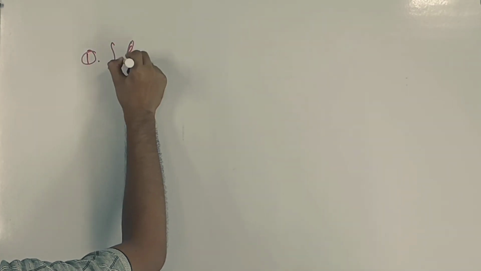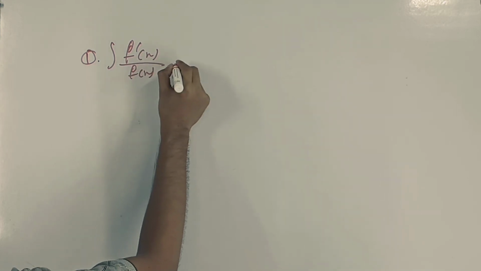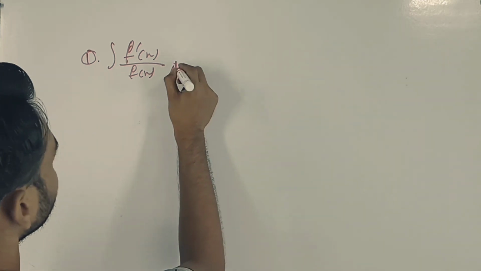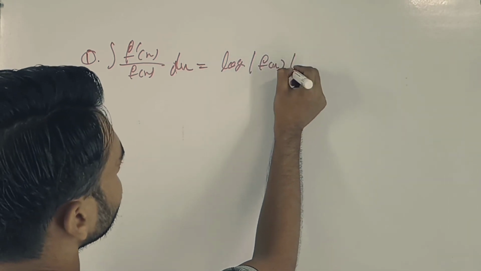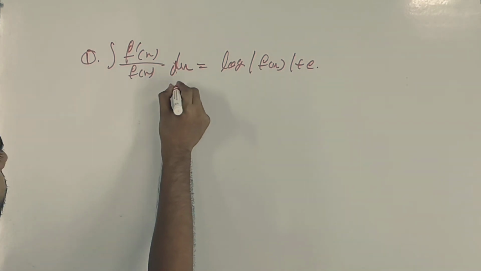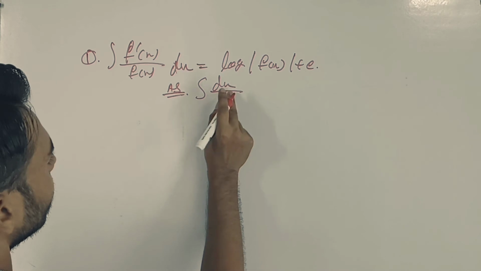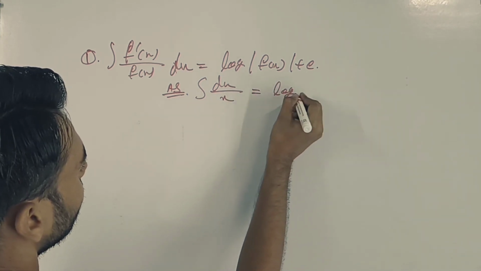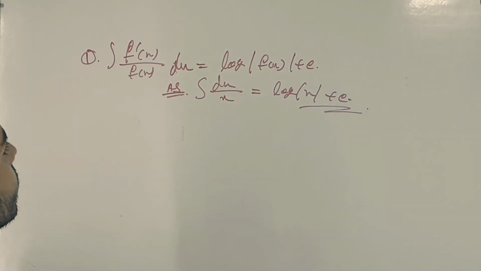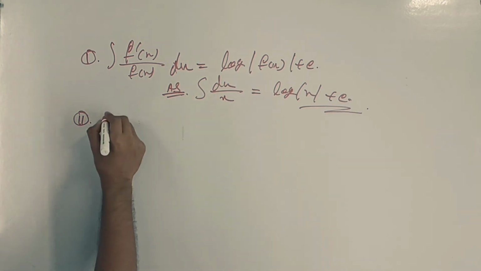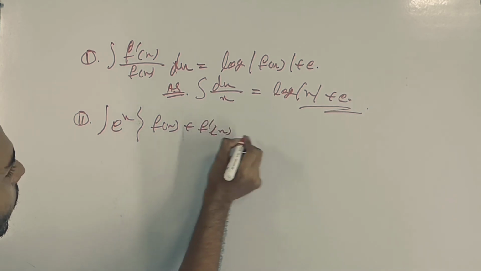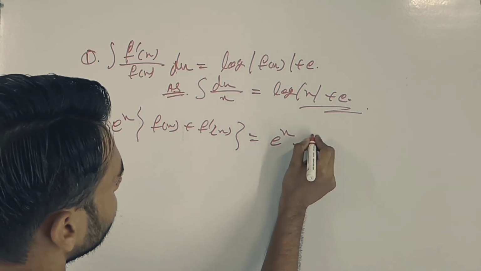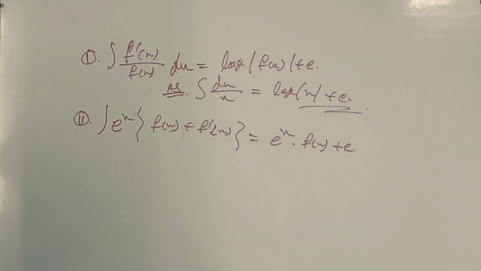Now I will also write some important formulas. The integration of f naught of x by f of x dx equals log of f of x plus c. We also know that the integral of dx by x equals log of x plus c. Now the second one: if the derivative of f of x is f naught of x, then the integration of e to the power x times f of x plus f naught of x equals e to the power x times f of x plus c.